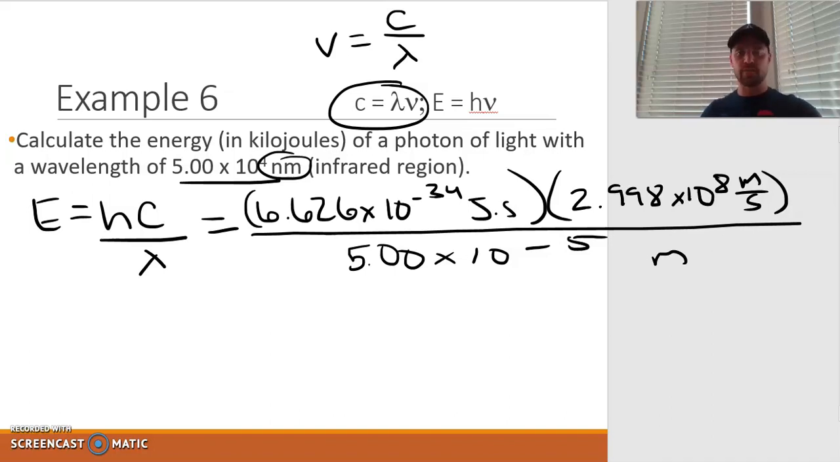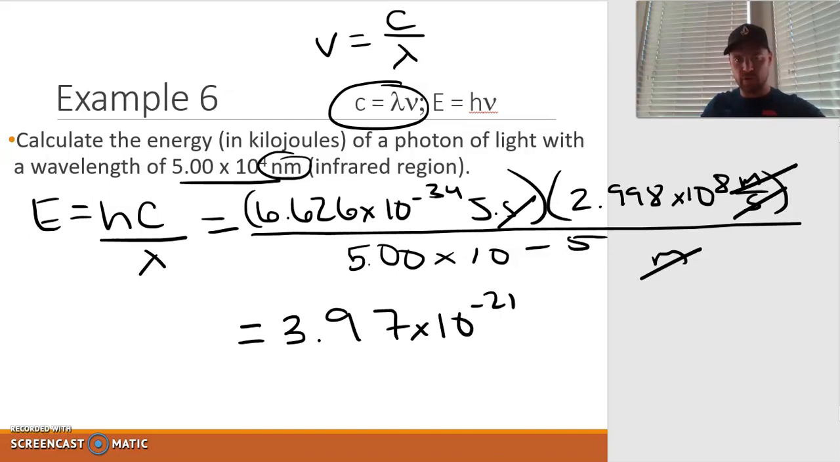And so before we do any of the math, let's just remind ourselves that the meters will cancel, the seconds will cancel, and I'll be left in joules. Now I'll have to convert to kilojoules, but let's figure out what the joules is first. 6.626 e negative 34 times the speed of light, 2.998 e8, and then divided by 5.00 e negative 5. And it looks like I need to keep 3 sig figs, and so my answer would be 3.97 times 10 to the negative 21st joules.